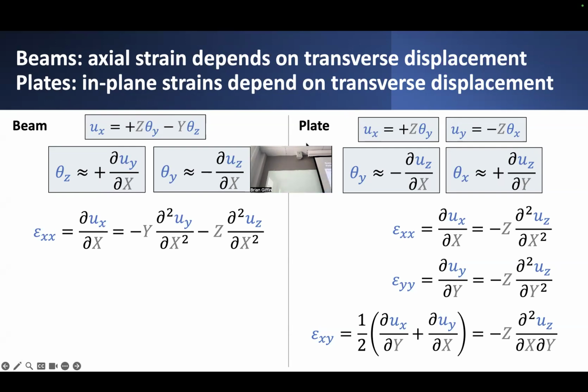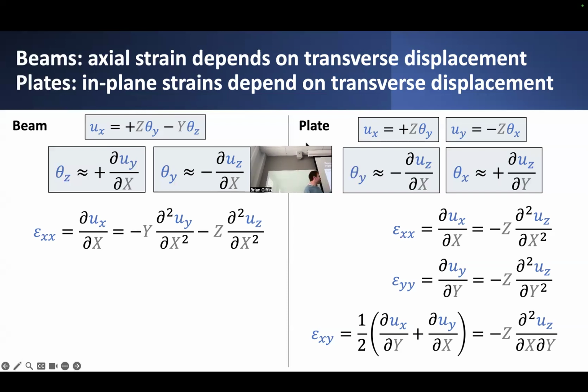Similarly, we can come up with expressions for strain in a plate by plugging all these different equations into one another and simplifying terms to come up with not just the axial strain in this beam. In the case of a plate, we might be interested in looking at the in-plane components of strain, all three of them in this case. So strain in the x direction, strain in the y direction, and shear strain in the plane of the plate. That's really the distinction and where things get interesting and how things start to become more complicated in plate theory as compared to beam theory.